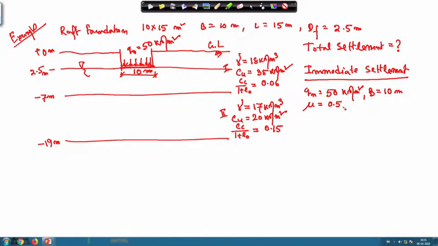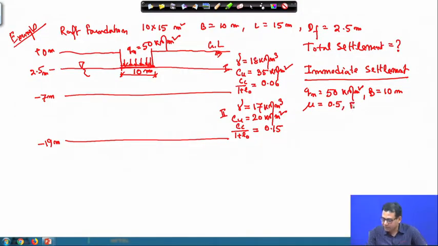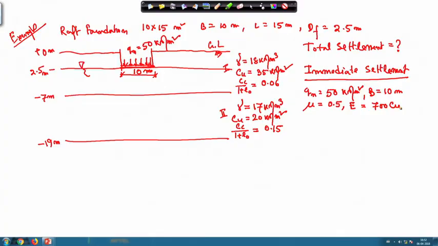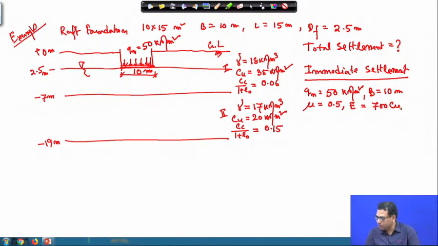So, Poisson ratio, and the elastic modulus is taken as 700 Cu. In the normally considered range, this value is around 750 to 1200 Cu, in the table that I have given. So, here I am taking 700 Cu. If nothing is mentioned, you can take from that range, or in most cases I will mention this E value, whether it is 700 or 750 Cu. Here it is mentioned 700 Cu.